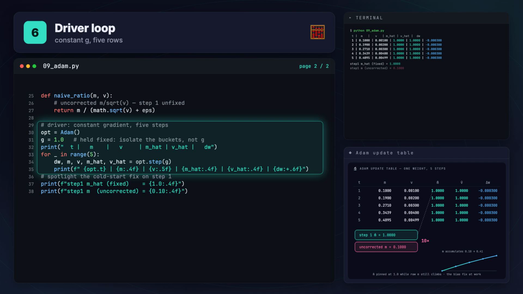The driver loop, a constant gradient G equal to 1.0 fed in 5 times. Real gradients aren't constant, of course. We hold it fixed on purpose, so you can see the buckets and the corrections evolve without the gradient itself muddying the picture. Each iteration prints 1 row of the figure.